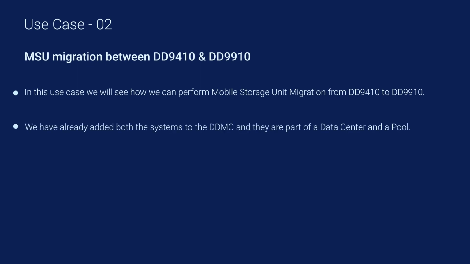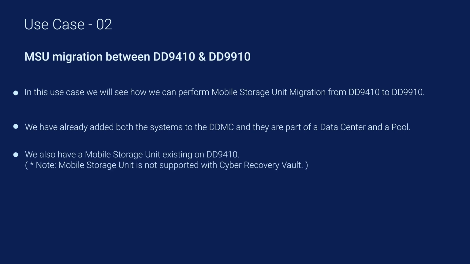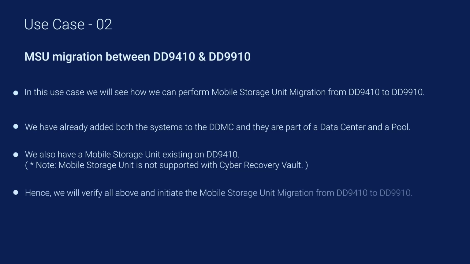We have already added both the systems to the DDMC and they're part of a data center and a pool. We also have a mobile storage unit existing on DD9410. Hence, we'll verify all above and initiate with the mobile storage unit migration from DD9410 to DD9910. Now let's go over its demonstration.